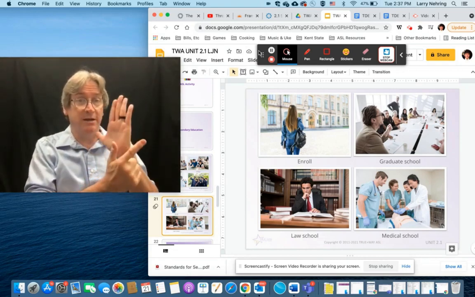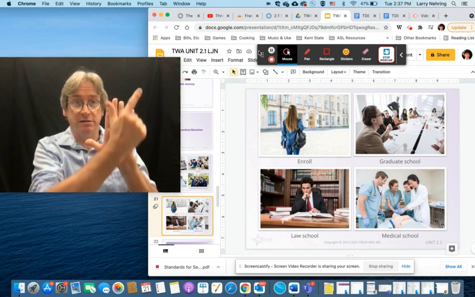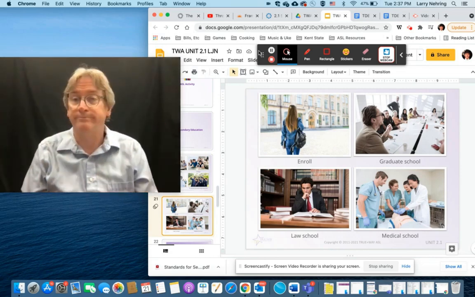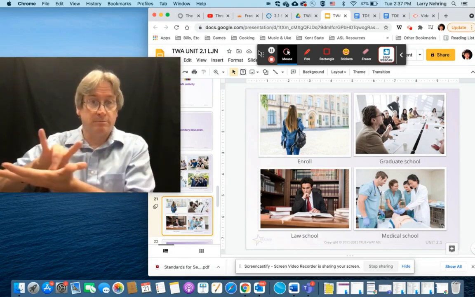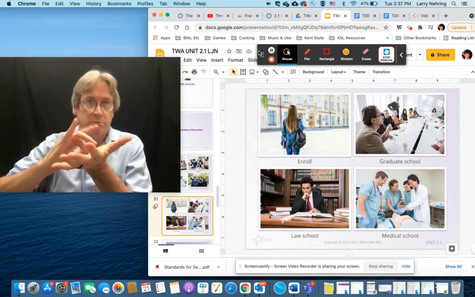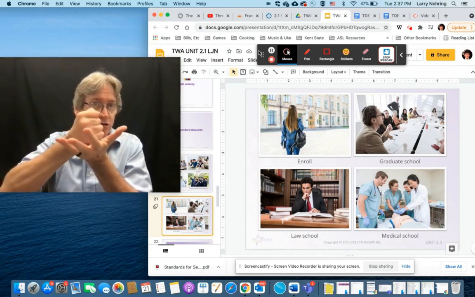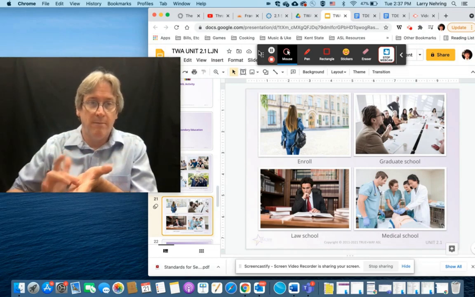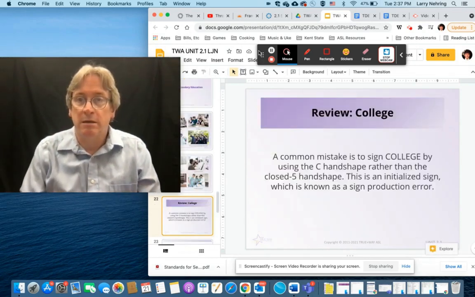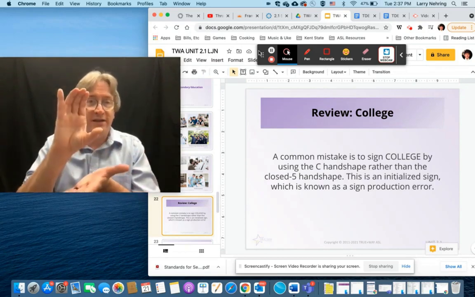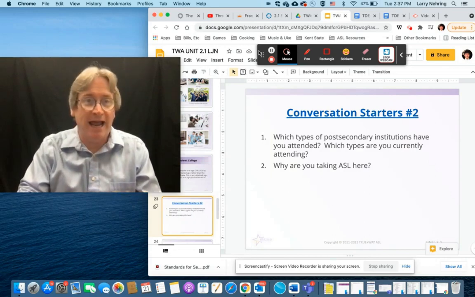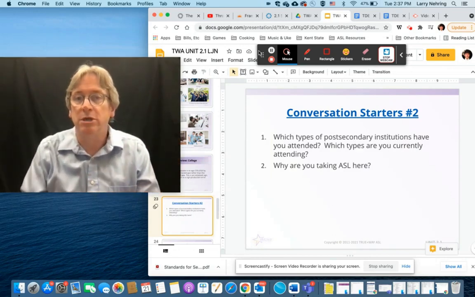Law school. So if this is like a book, L. These are the laws. Law school. Lawyer. Medical. Take the middle finger and put it in the middle of your palm like a mortar and pestle. You know how you grind up spices and grind up medicines and stuff. Medical school, med school. So here's the review: don't use a C for college. Do the flat hands. I should add, or I'll throw an eraser at you.